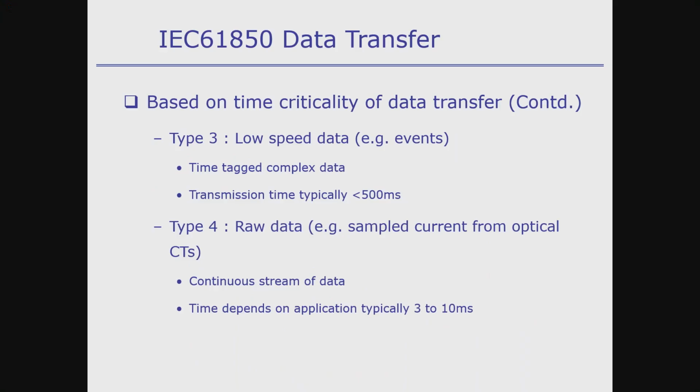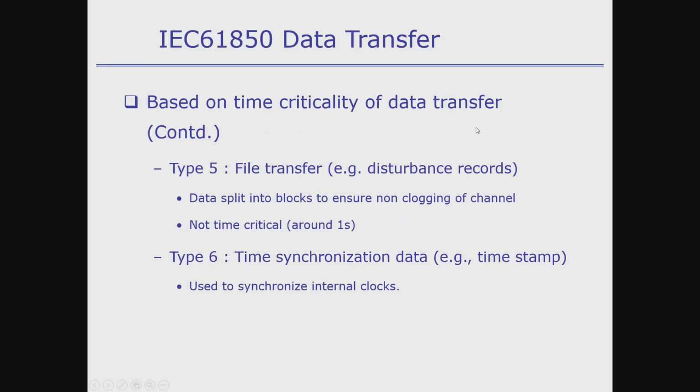Type 2. And then there is type 3, which is the low speed. We talked about that, right? So 500 milliseconds. And then type 4 is the raw data, sampled values, which is a continuous stream. So again, 3 to 10 milliseconds, depending on the application. Okay, then file transfer is type 5. And then there is time synchronization data, because you want to synchronize all the devices. And usually that synchronization signal is sent over the network.